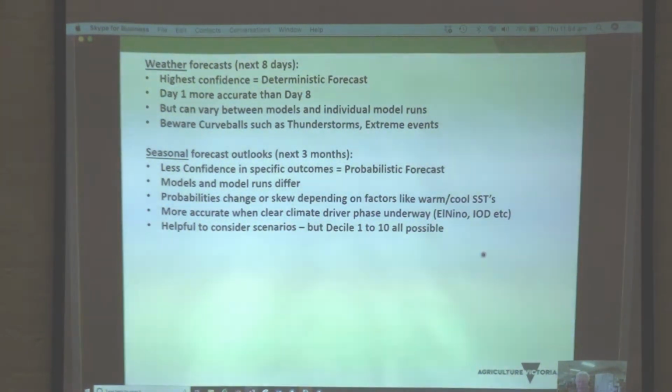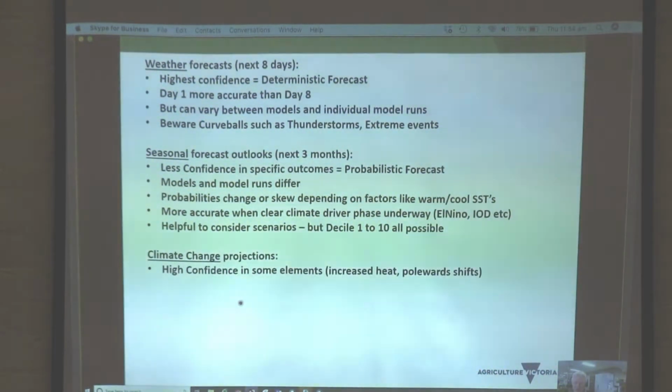But anything can happen. And with the climate change projections, there's really high confidence in some elements, such as the increased trapping of heat, things warming up, and the poleward shift in all of our weather patterns. So things get hotter at the equator, the tropics expand, and everything gets nudged towards the poles. That's really quite confident. We're probably more confident about that than we are about the 3-month outlook. And it's measured physics in the atmosphere.